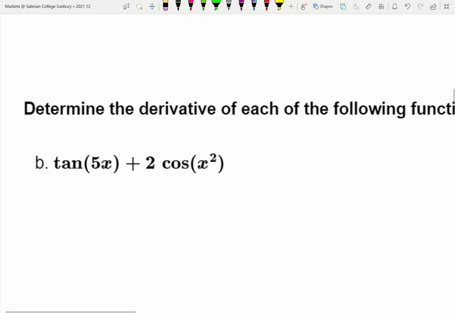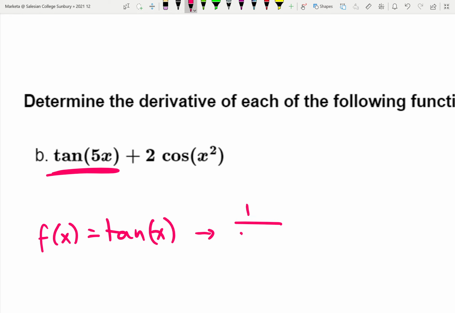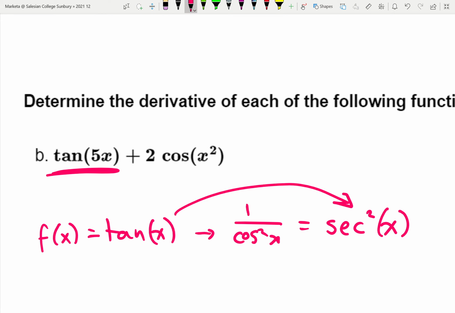Let's move down. And here, well, this one has a tan in it. And look, you can write tan as, so f of x equals tan x. Well, then our derivative is 1 over cos squared x, which is sec squared x. So I'll just write that rule out again there. And I'm going to go straight over to this one here. You can use the 1 over cos squared x if you wanted to.